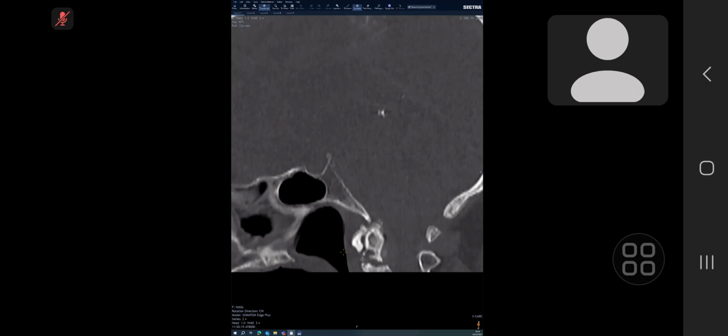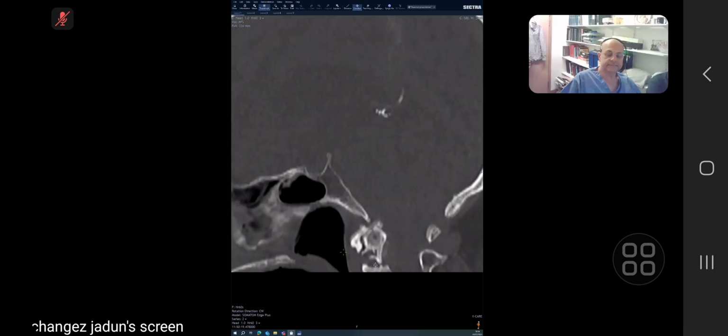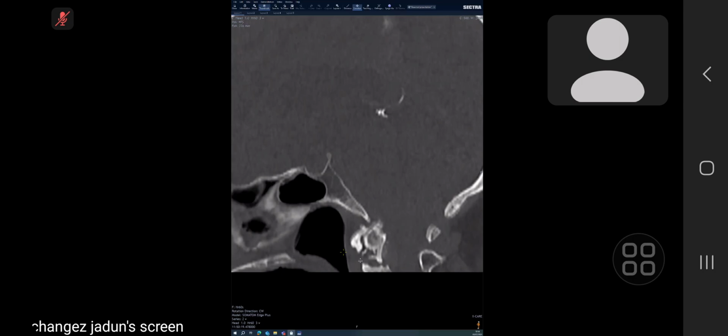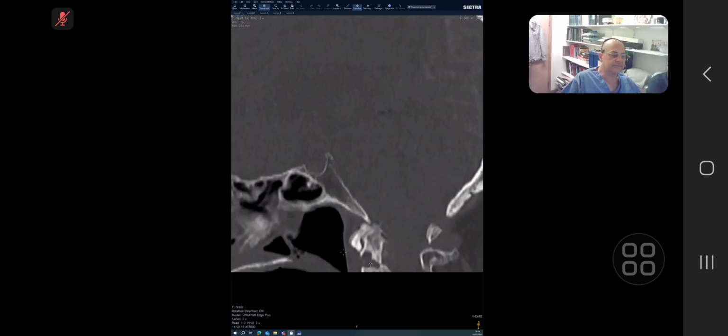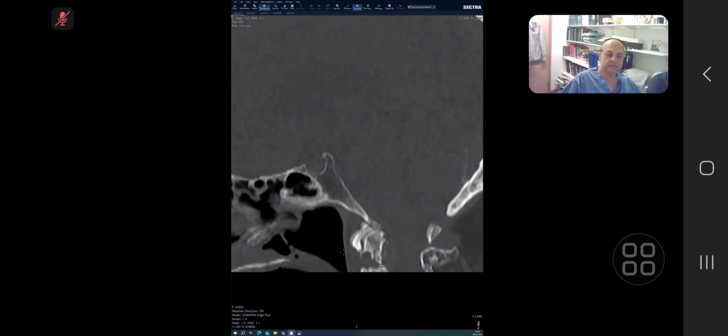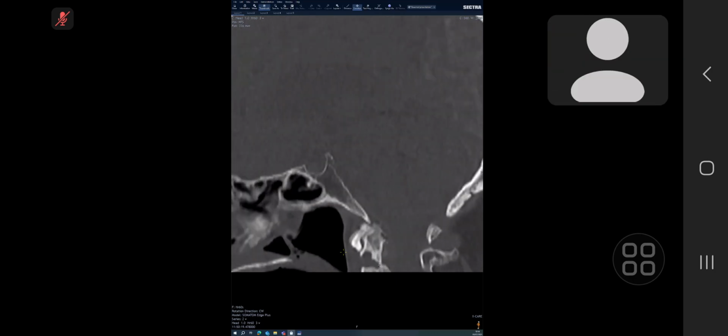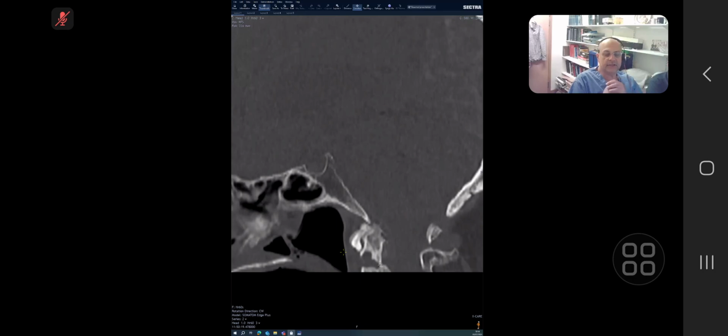Which bone is it? This is the odontoid process. This is the base of the dens. So you can see a fracture going through and through. Yes, sir. So at this stage, you will say this does not look acute, degenerative changes.